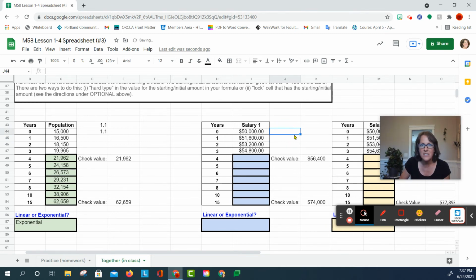So let's try this instead. Let's say equals year 1 minus year 0. That amount is 1,600. Okay, so now let's try equals year 2 minus year 1. That's also 1,600. Okay, so that's a constant rate of change. That's linear. Constant rate of change means it's a straight line, so that's linear.